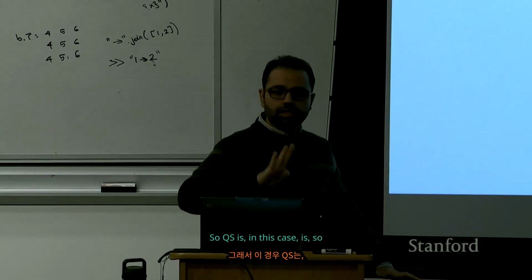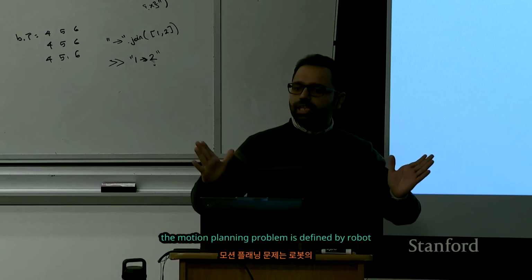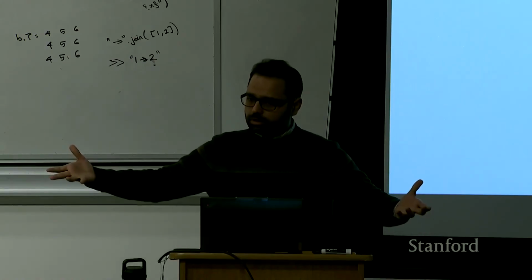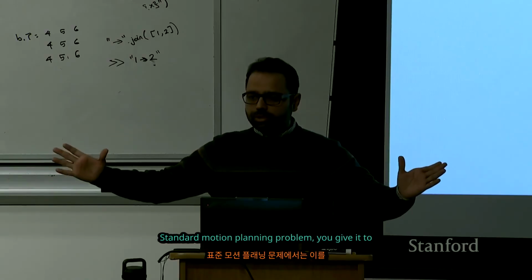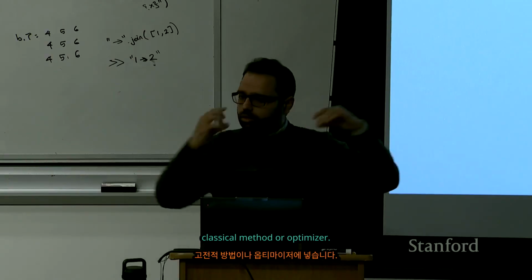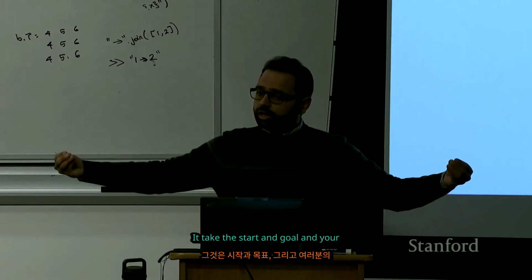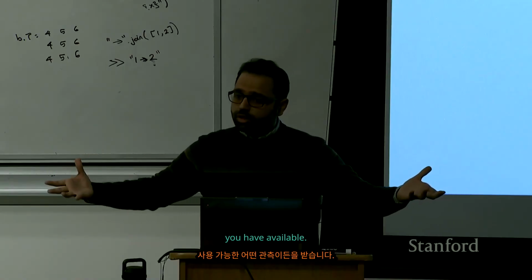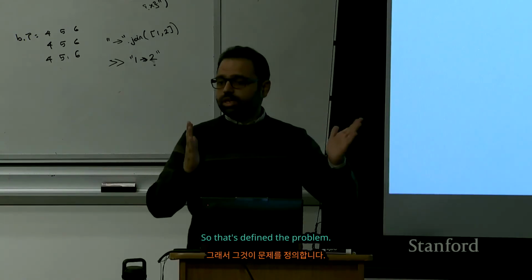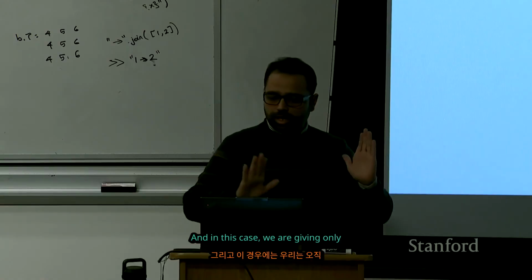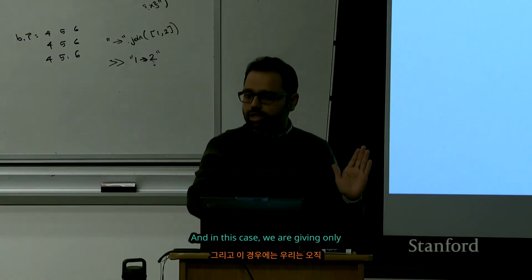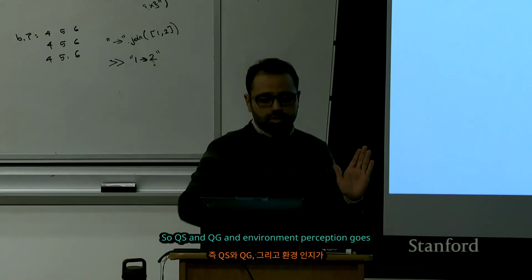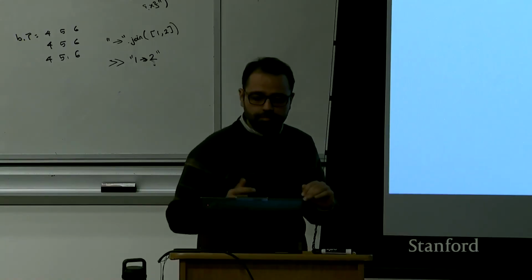So QS is, in this case, so the motion planning problem is defined by robot start, goal, and environment perception. Right? Standard motion planning problem, you give it to a classical method or optimizer, it takes the start and goal and your environment, like distance to obstacle or whatever observation you have available. Right? So that defines the problem. And in this case, we are giving only this problem set. So QS and QG and environment perception go through the neural network and you predict this T.